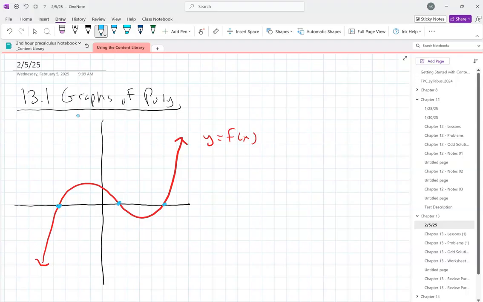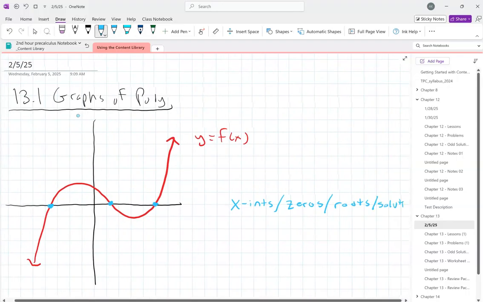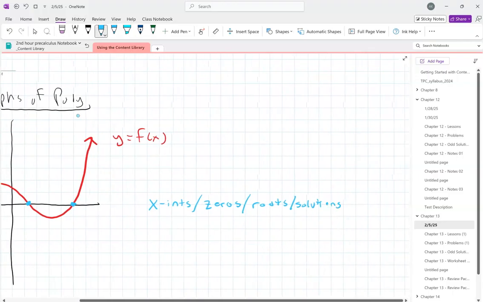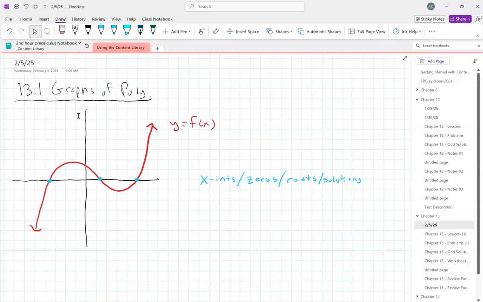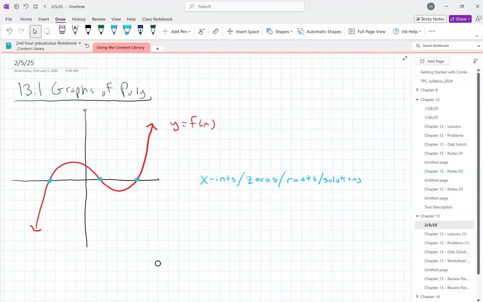So these 3 points where the graph crosses the x-axis are x-intercepts, or oftentimes we'll refer to those as zeros, or they might be referred to as roots for the polynomial, or even you might call them solutions. So far, so good. Okay.